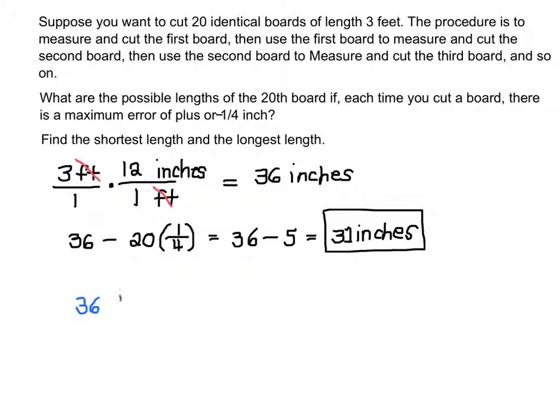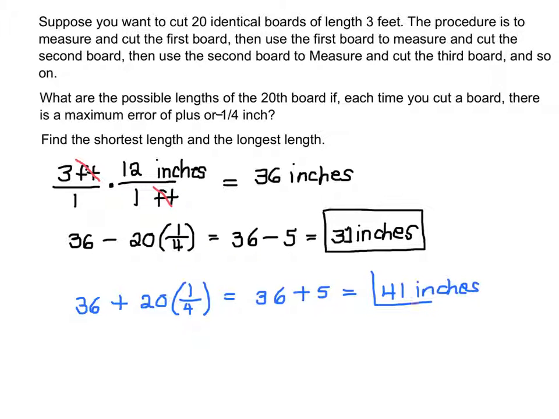36-inch board you gained 1/4 of an inch for 20 cuts. And of course that's going to be 36 plus 5, and 36 plus 5 is 41 inches. So now we have the longest and shortest board right there.